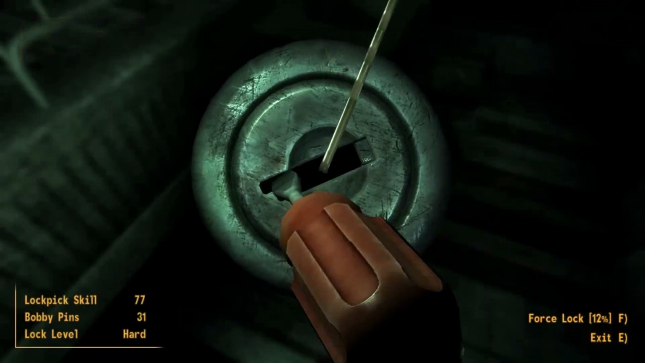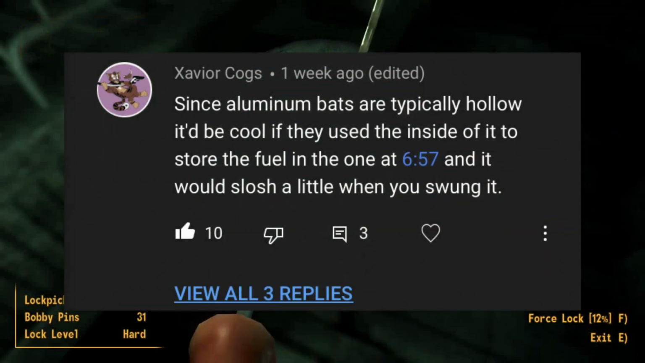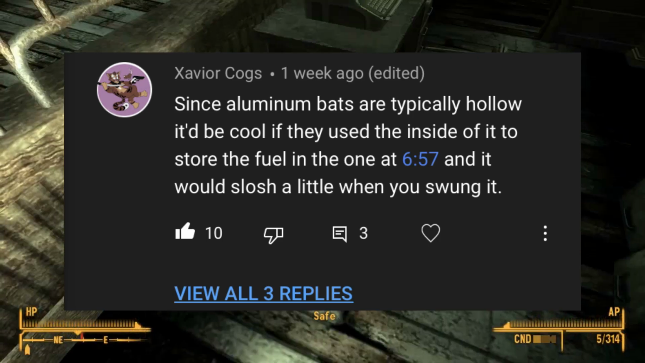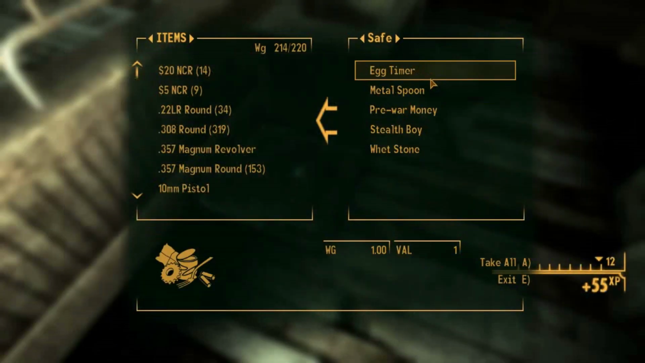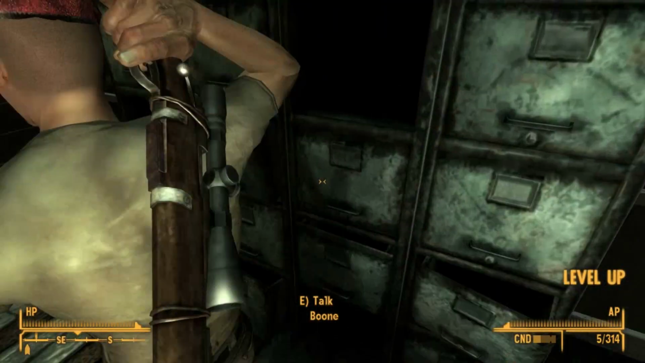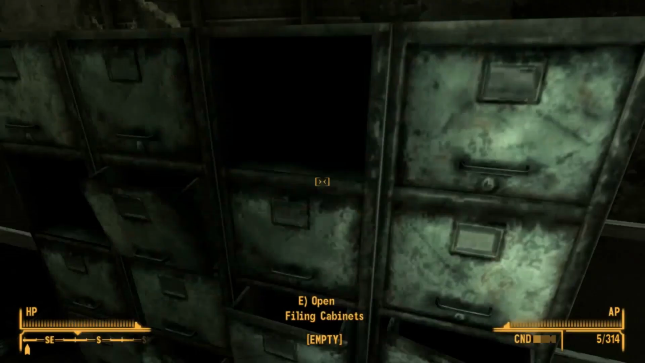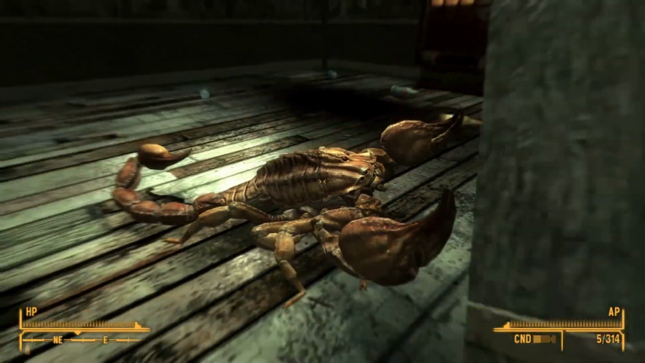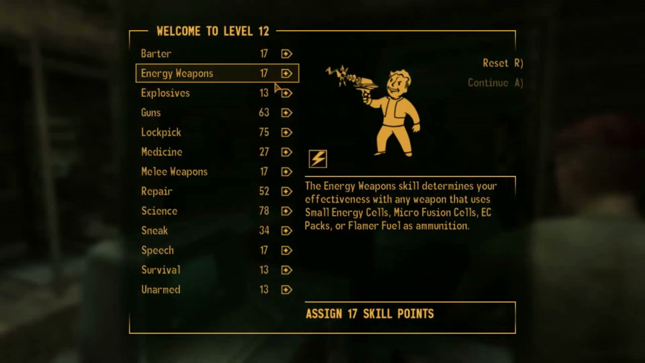Xavier Coggs had a cool idea in regards to the aluminum bats and the rocket upgrade, where he thought it could be cool if the hollow interior was the fuel reservoir. That would certainly solve the problem of where the fuel is stored. Although there would still be questions regarding how the rockets are activated. Not to mention, having a bat full of liquid would really change the swinging dynamics of the bat.